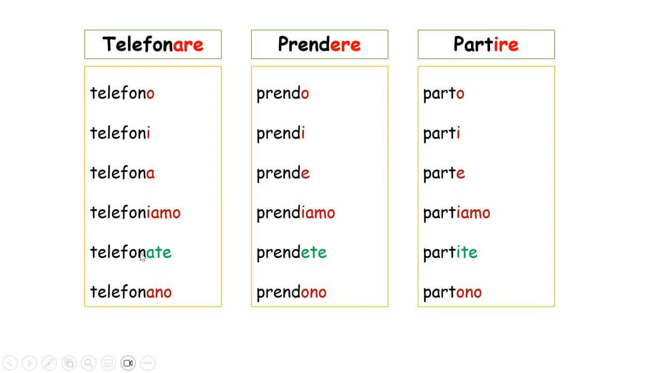The second plural is different, but it's very easy to remember because it has the same vowel of the group. Telefonate, A. Prendete with E, ere. Partite. And the last one changes again, has telefonano with A, same as the group.